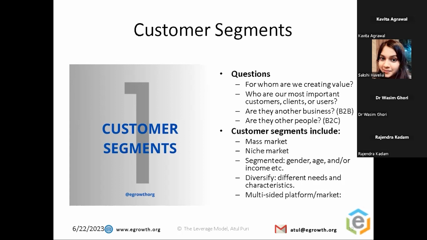Next is diversified, in the sense of different needs and characteristics. It may so happen that the same product is used for different applications, especially with bulk drugs or bulk chemicals. That could be a product which goes into different industries. It could go into cement, steel, petroleum and many others. And the utility is different. It may also be possible to price it differently for different industries.